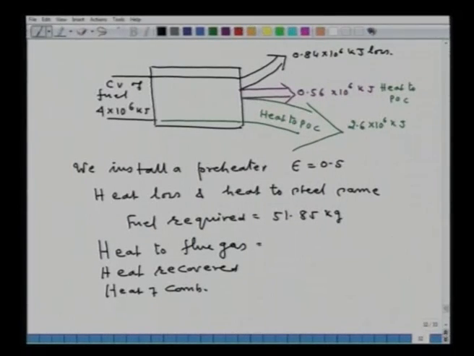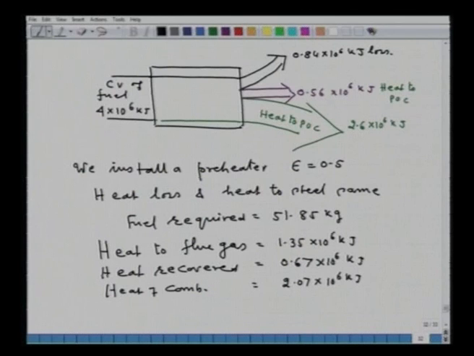So, heat to flue gas is 1.35 into 10 to the power 6, all these values you have to calculate. I am simply writing the calculated value. Heat recovered will be 0.67 into 10 to the power 6 kilojoule, and heat of combustion, since you are now combusting less fuel, will be 2.07 into 10 to the power 6 kilojoule. Now, the entire furnace with the preheated system can be represented by an energy flow diagram in this particular way.